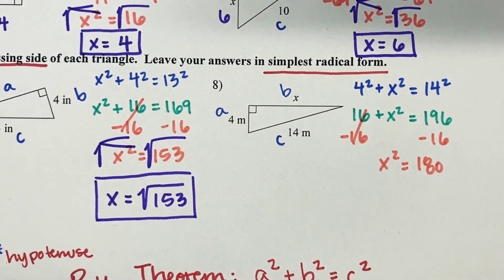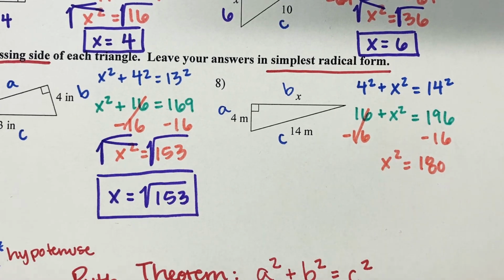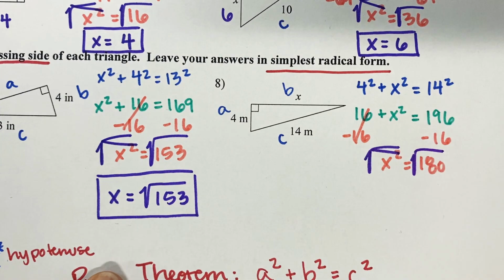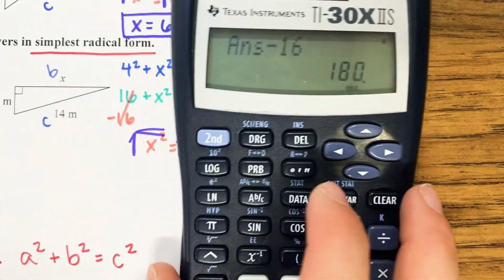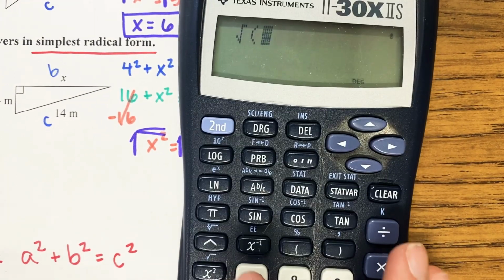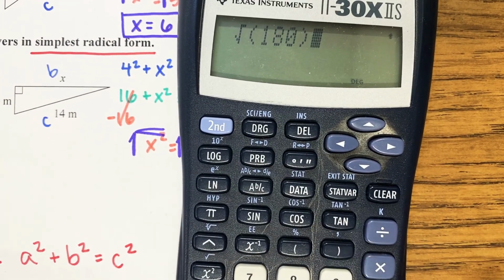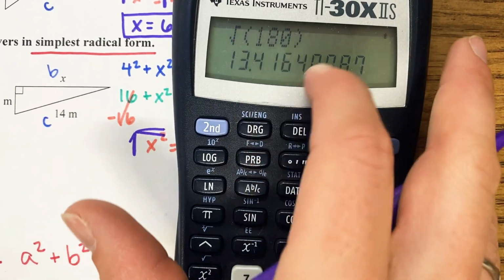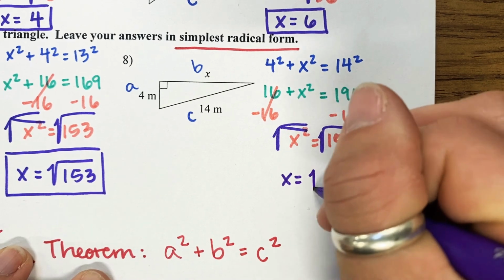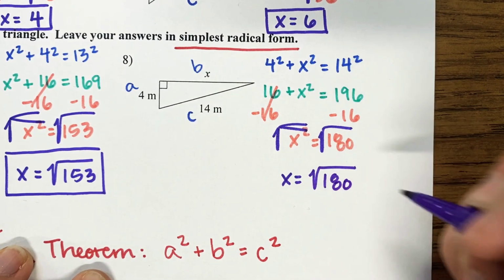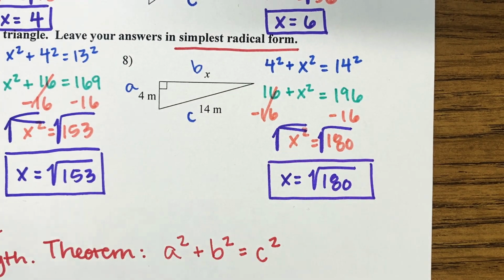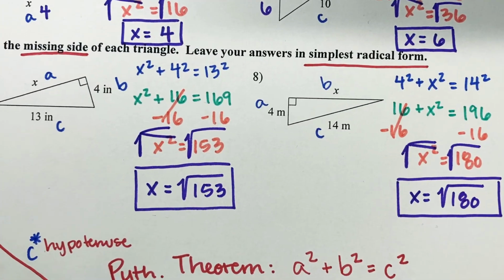Okay, so now to get x all by itself, what is the opposite of squaring something? We square root it, cancels out. Okay, but let's try and put the square root. Second square root symbol, 180 equals, big ugly decimal. So instead of that big ugly decimal, we're just going to write x equals the square root of 180. Okay, beautiful.